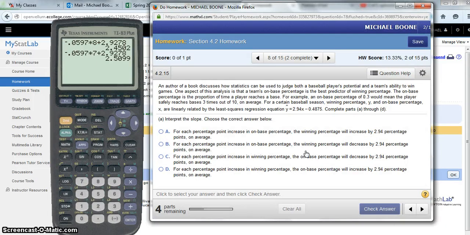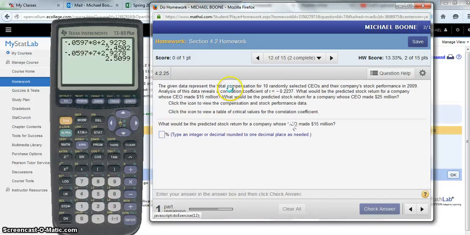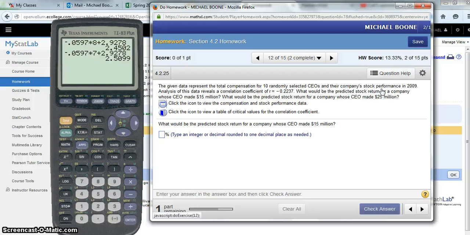I also want to look at number 12 from the homework. A lot of people get number 12 wrong because they don't consider this R value. They take the data, they make an equation out of it, and they think they're doing everything right, which, you know, you are making a regression equation. But should we use this regression equation?